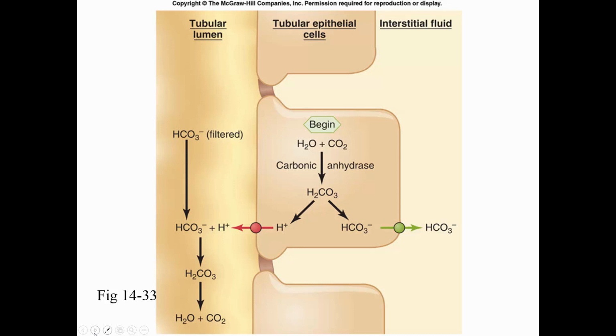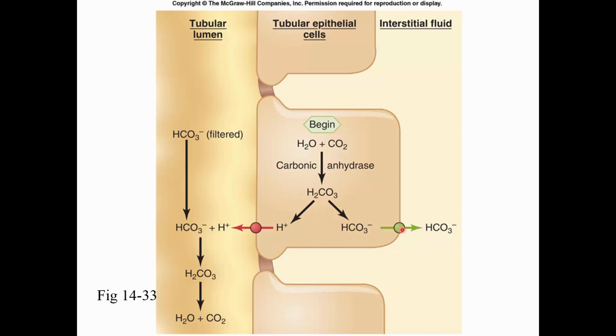Now, this is a picture from Vander. So we have water and CO2. Carbonic anhydrase gets us into carbonic acid. Hydrogen ion goes one way using an active transporter, and bicarb goes the other way by, it's kind of facilitated diffusion. Bicarb is driving the transport.